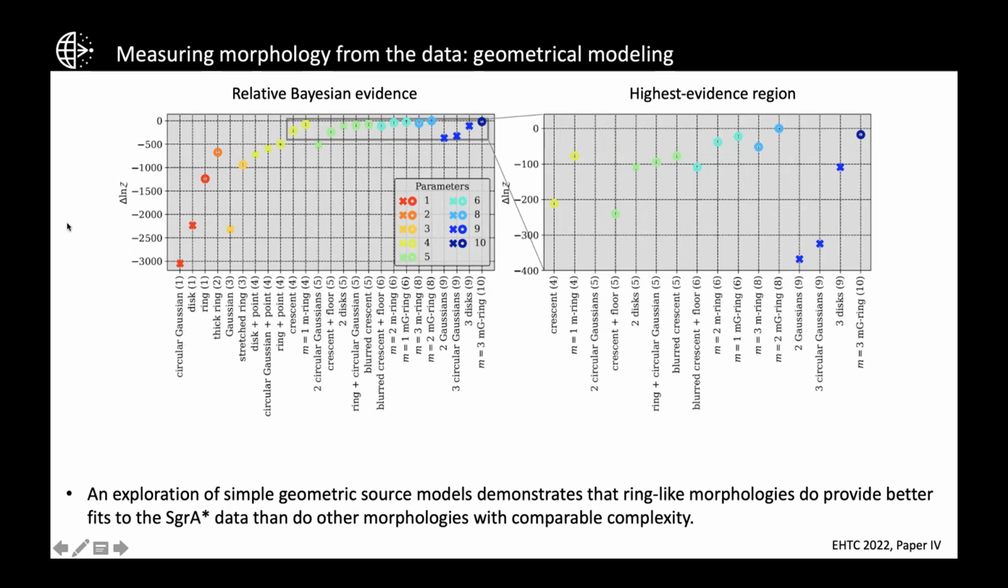And what we have on the y-axis is the relative Bayesian evidence, which is just a way to express whether there is a preference of one model over another. This top area here represents the highest evidence region, and this is just a zoom of this area here. And this is an amazing result, because an exploration of simple geometric models clearly demonstrates that the ring-like morphologies, and you see here the vast majority of them are rings, provide a better fit to the Sagittarius A star data. So again, from a totally independent method, we have another indication of the presence of a ring there. And this is from a totally independent method from the image domain feature extraction.